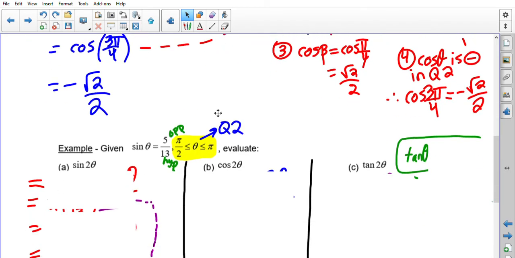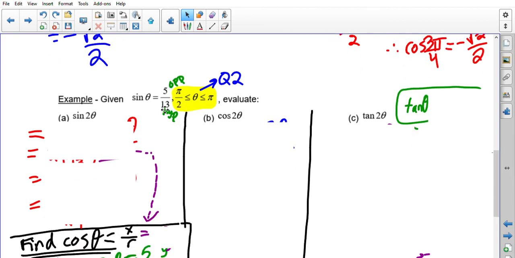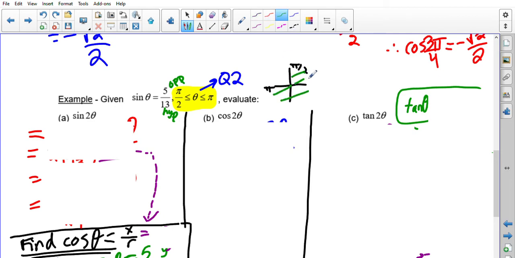Our next example says, and these types of examples, we kind of did it on the previous lesson, and these ones are always going to come up as well. So it says, given sine theta equals 5 over 13, and that theta is between pi over 2 and pi. So between pi over 2 and pi is quadrant 2. So I'll just do a little sketch here. So this is pi over 2, this is pi. They're basically saying it lands in quadrant 2 only. So all these are not options. So it lands here.